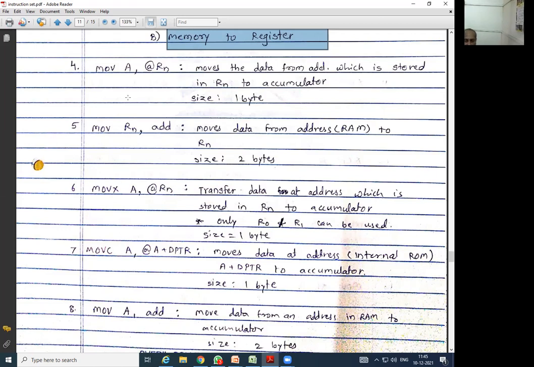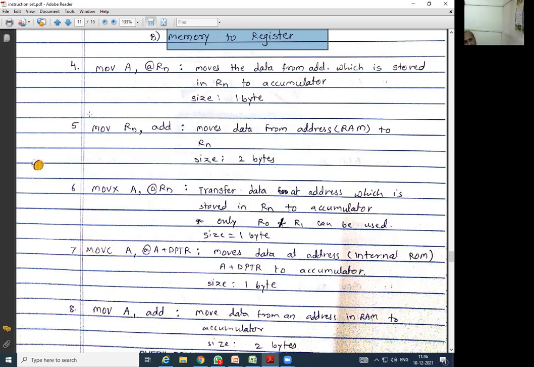अँड द वर्किंग ऑफ द सेम, इट इज गोइंग टू बी डिपेंड्स ऑन दिस पर्टिक्युलर की व्हॉट यू आर रायटिंग. Whether you are going to use memory to memory, register to register, register to memory or memory to register, vice versa is also possible. So accordingly, these instructions are here. MOV A, @Rn. What is it doing? It moves the data from the address which is stored in Rn to the accumulator. The size is 1 byte.